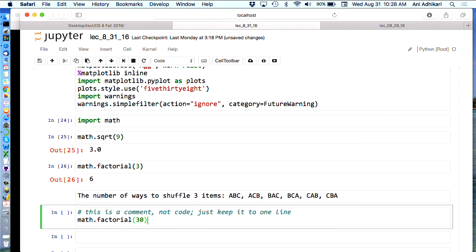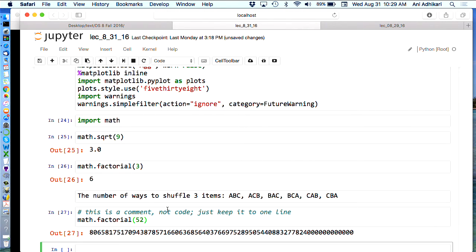Okay, math factorial of 30 is the number of ways that what happens? You shuffle 30 items, okay, and bear with me if you say I don't care. Actually, let me make you care. How about that? That's the number of ways to shuffle a deck of cards. Okay. Point here, these numbers get big very quickly.